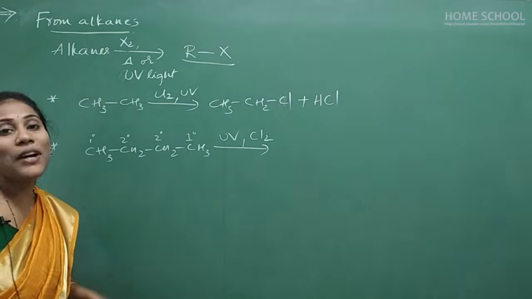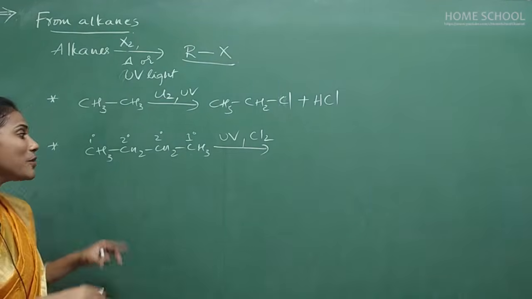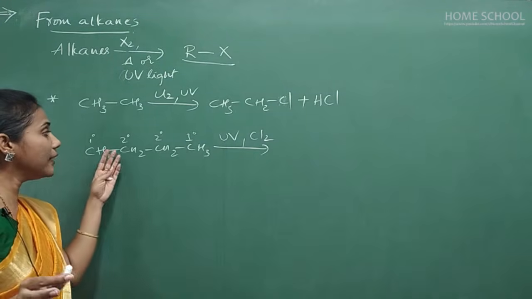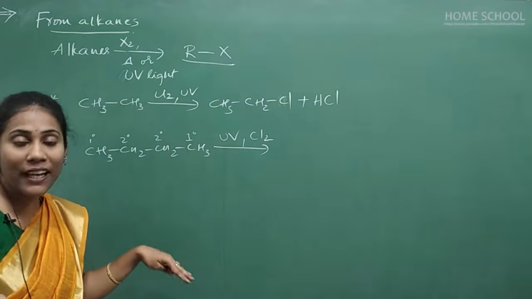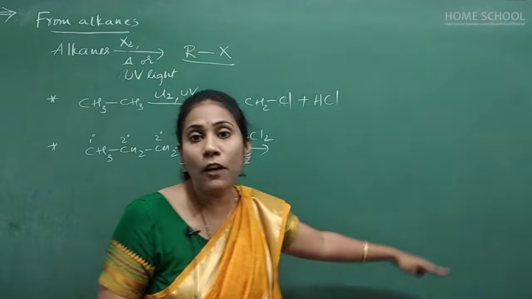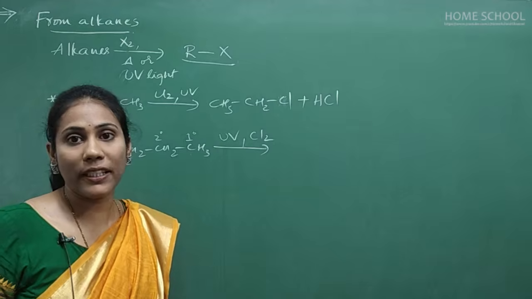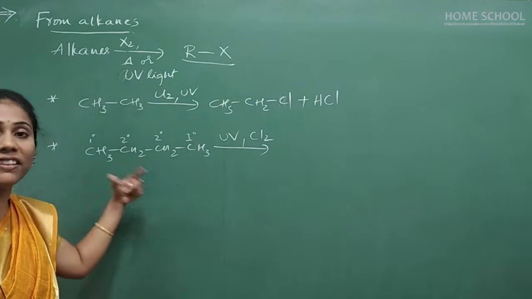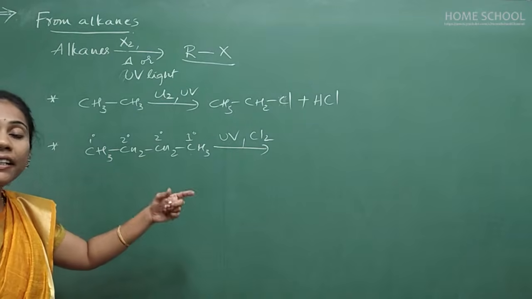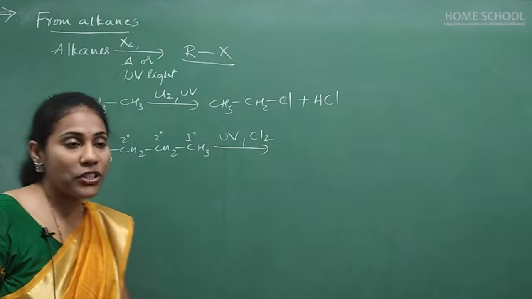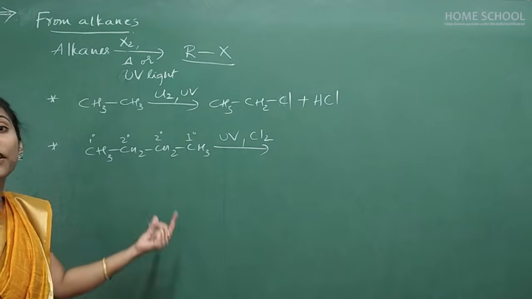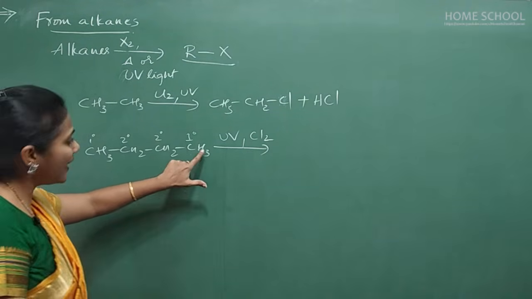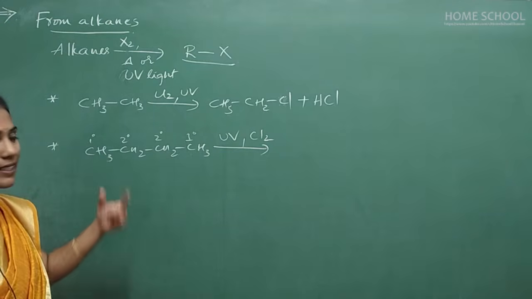So this is where you have to be careful, guys. Sometimes you have chances of getting isomers. The different types of hydrogen you have, that many number of isomers you will get as a product. So here I have two types of hydrogen. One is primary type of hydrogen, the other one is secondary type of hydrogen. I can replace primary hydrogen with halogen and I can also replace secondary hydrogen with halogen. So two products. Let me replace this primary hydrogen. I can replace this or this. You get the same product.